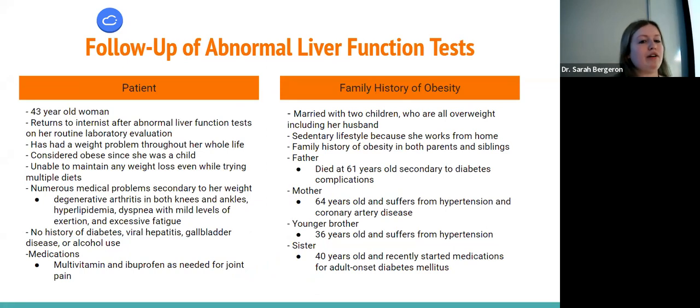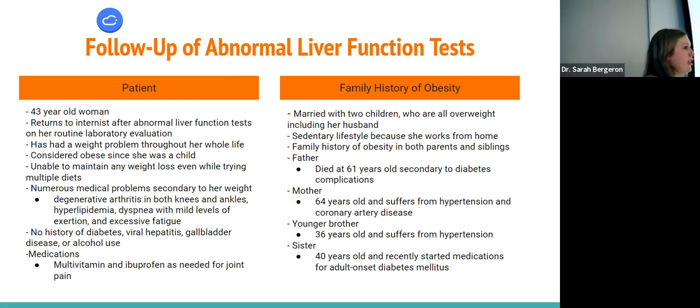So she's coming in for a follow-up of her abnormal liver function test. Our patient is a 43-year-old woman. She returns to her internist after abnormal liver function tests on her routine laboratory evaluation. She has had a weight problem throughout her whole life and has been considered obese since she was a child. She has tried multiple diets to lose weight, but has been unable to lose any throughout her life.